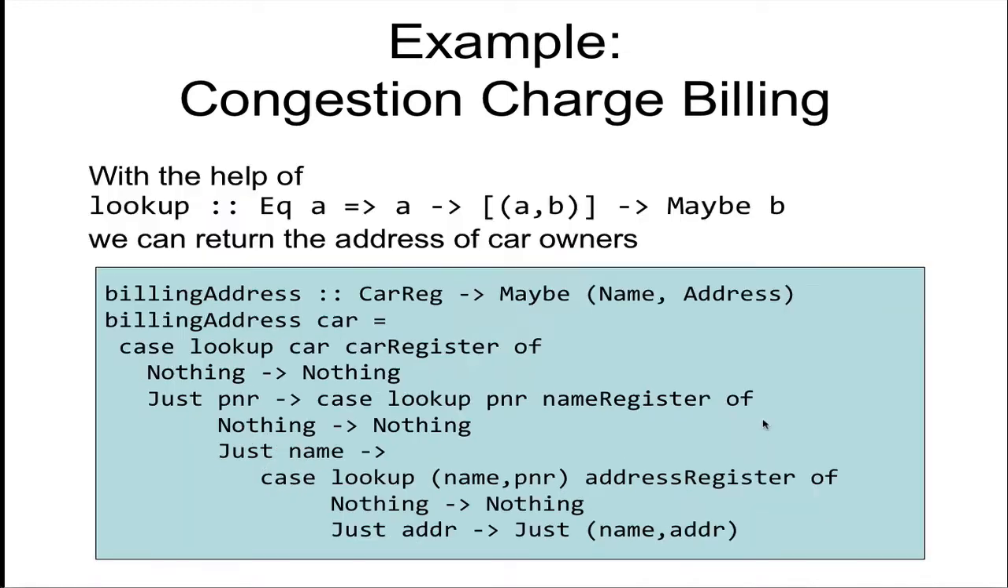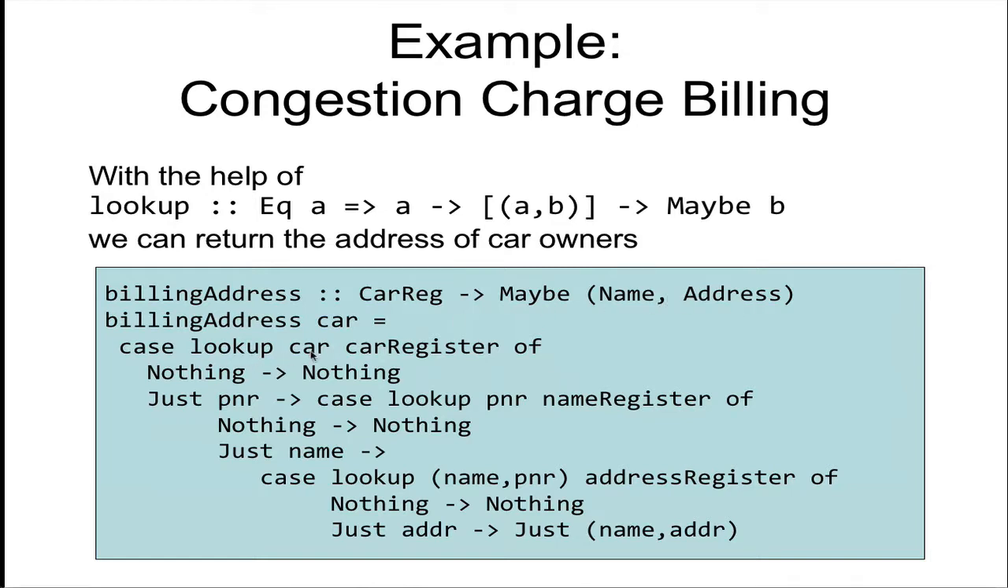send him your bill. So here's a function using lookup, which is how we look up names in tables. If you want to look up an A in a table, you get a Maybe B because it might not be in there. So I'm going to define a function here, billingAddress, which takes a car registration number and maybe gives us a name and address. So in order to do this, we have to go through a chain of lookups.